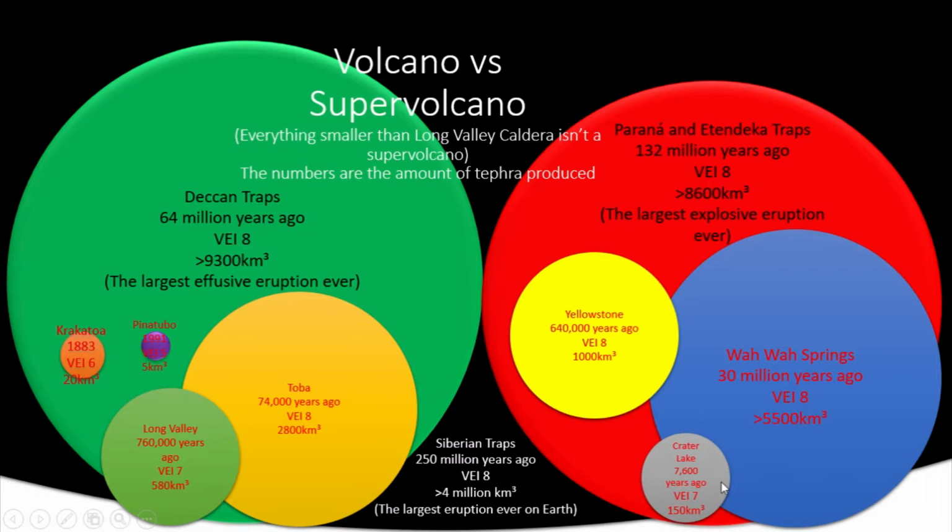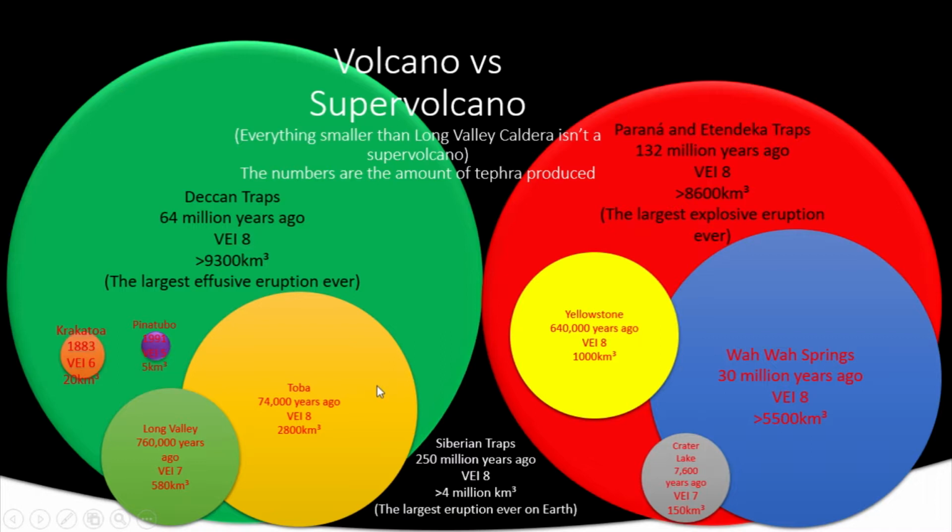Great Lake, 7,600 years ago, VEI 7, 150 cubic kilometers. Yeah, big enough, but this was a small supervolcanic eruption. Long Valley, slightly bigger, 76,000 years ago, VEI 7, 580 cubic kilometers. That's a lot of tephra. One of the many supervolcanoes in the US. Yellowstone, 640,000 years ago, VEI 8, 1,000 cubic kilometers. That is a lot. That's the last eruption of Yellowstone.